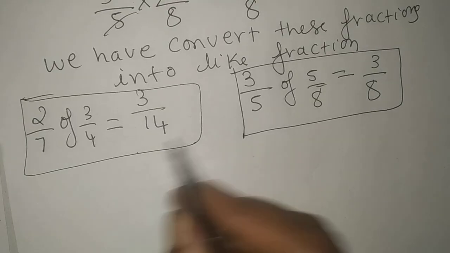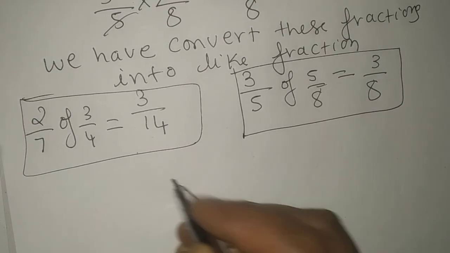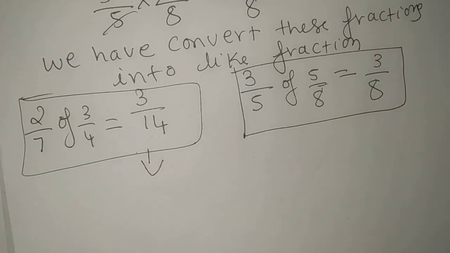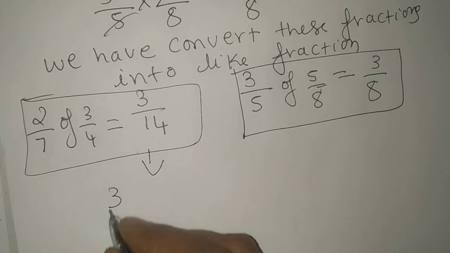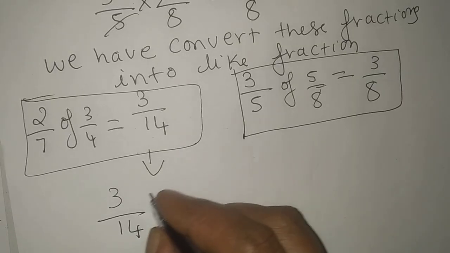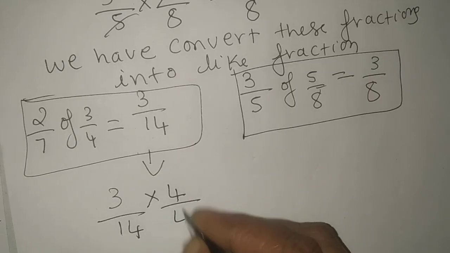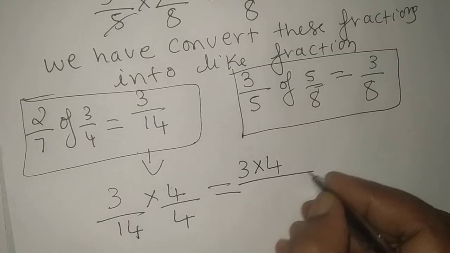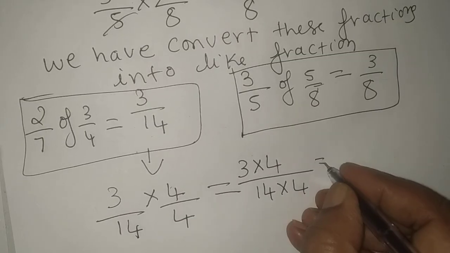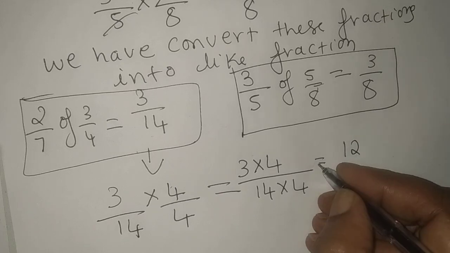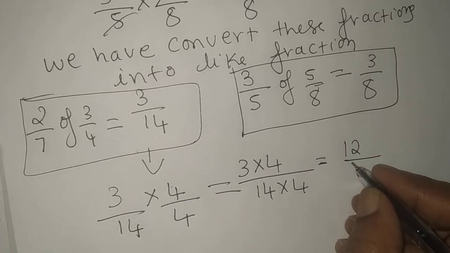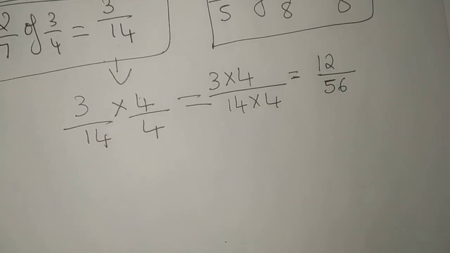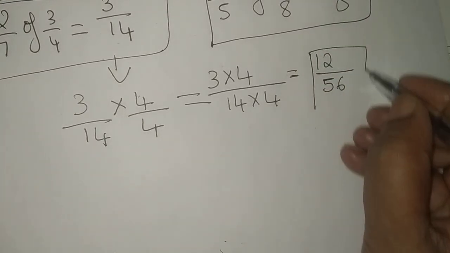For this, we have to make the denominators equal first. For the first one we will take 3 by 14, then multiply and divide by 4 by 4. If it cancels you will get 1 only. So 3 into 4 by 14 into 4 will become 3 fours are 12, then 14 into 4 will become 56. So 12 by 56 is the answer for the first part.